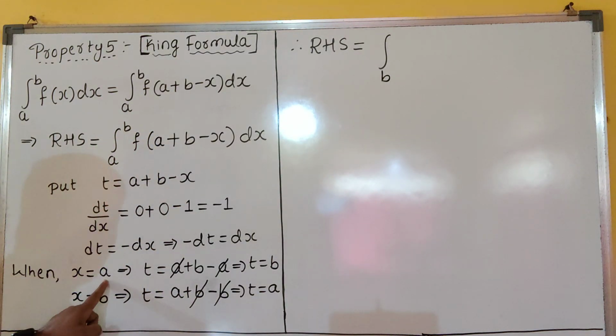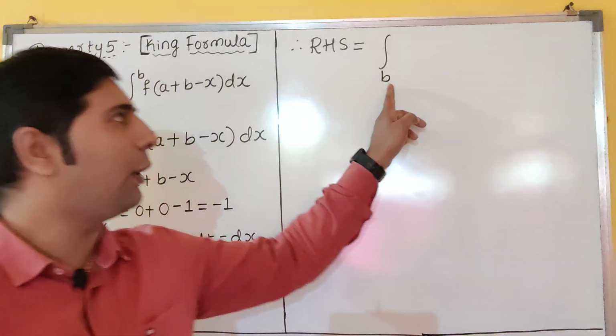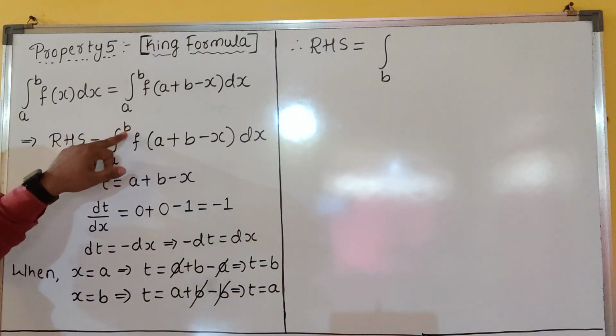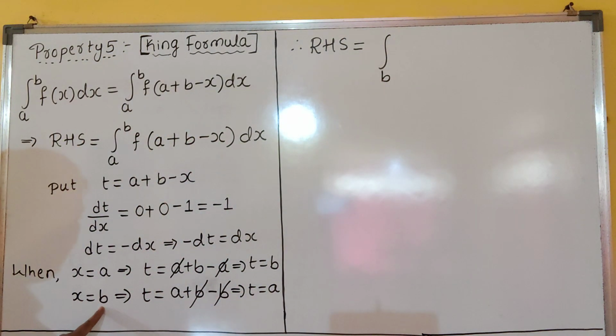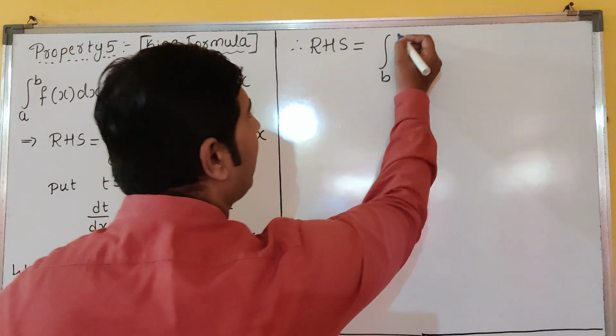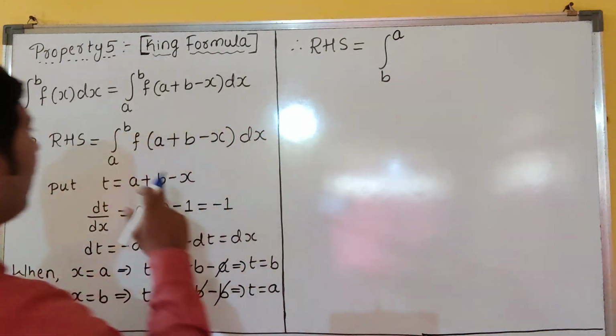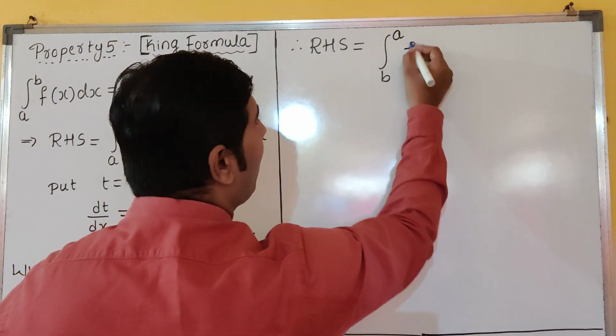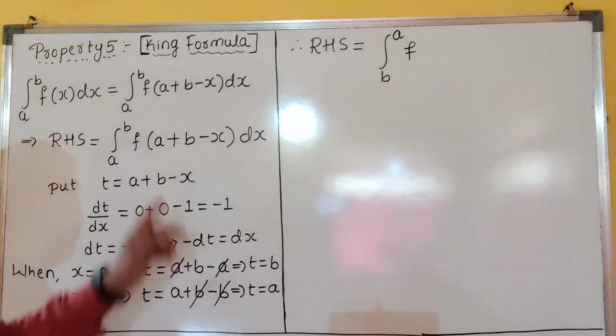A value has become what? B or not? So A value has become B, the lower limit. Now see, the upper limit B has become what? A or not? You substitute A here. So now f of A plus B minus x.